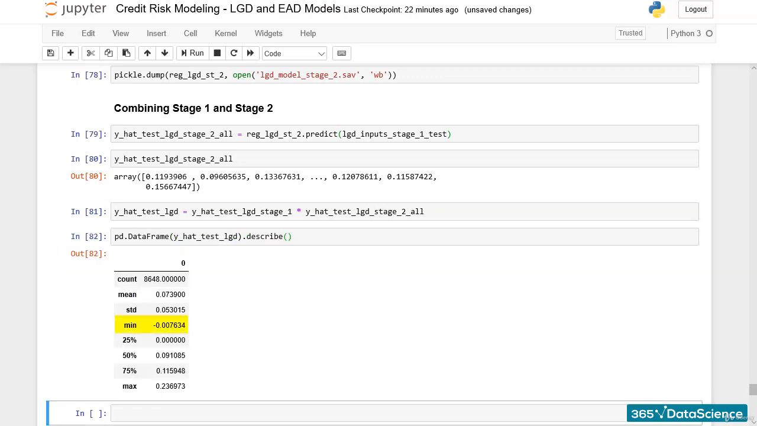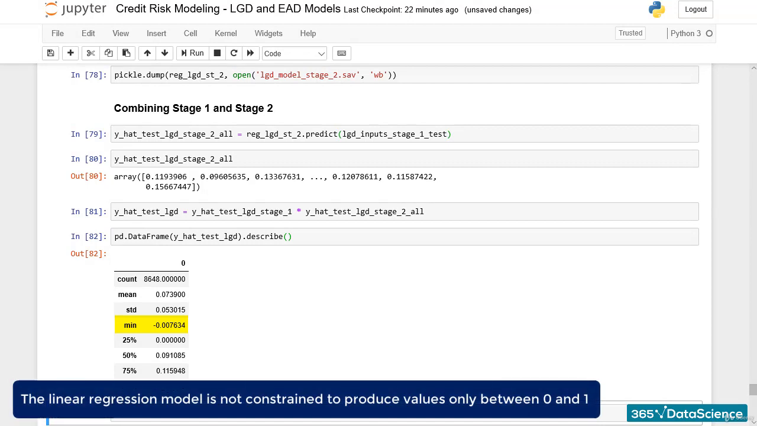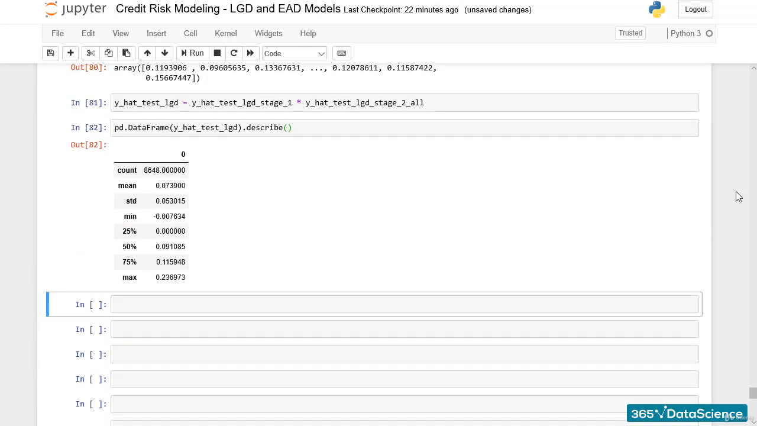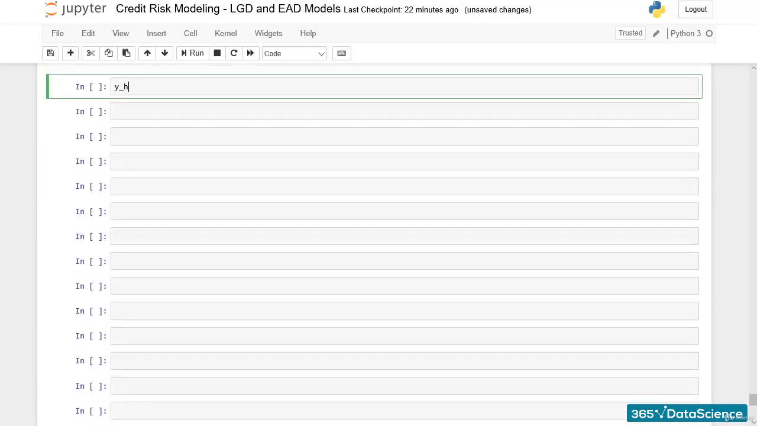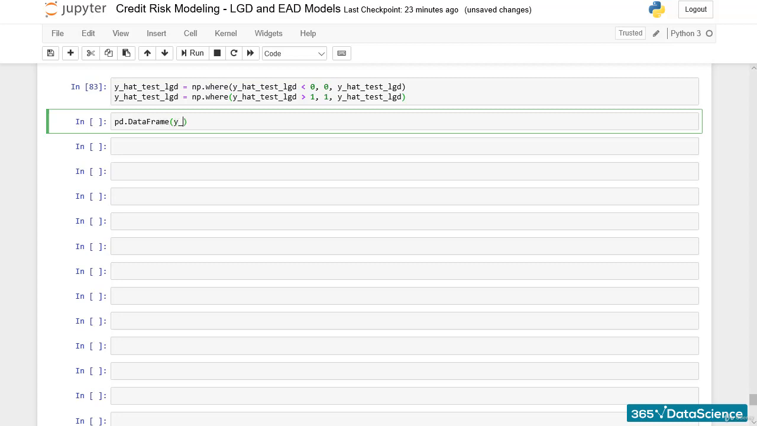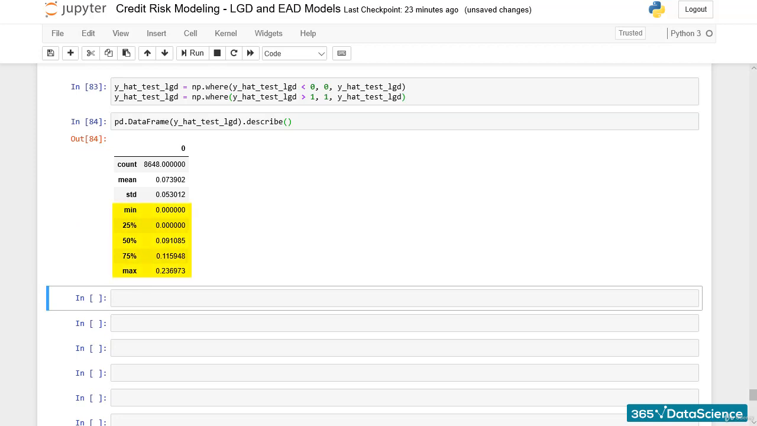As we can see, the minimum value is negative, which means there are some negative values. Indeed, the linear regression model is not constrained to produce only predictions between 0 and 1, despite the fact that the natural domain of recovery rate lies between 0 and 1. We can take one additional step to mend our predicted values. Set all predicted values lower than 0 to be equal to 0, and if by any chance there are any values greater than 1, we can set them to be equal to 1. Good job! Now all predicted values are constrained between 0 and 1, just like the actual values.